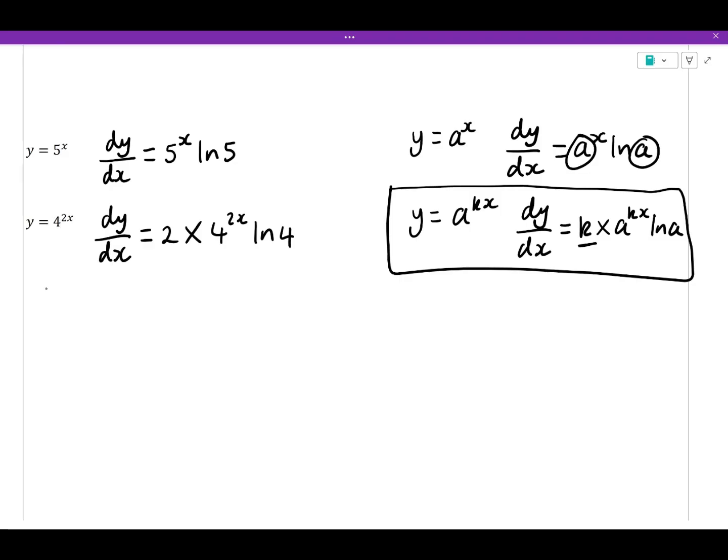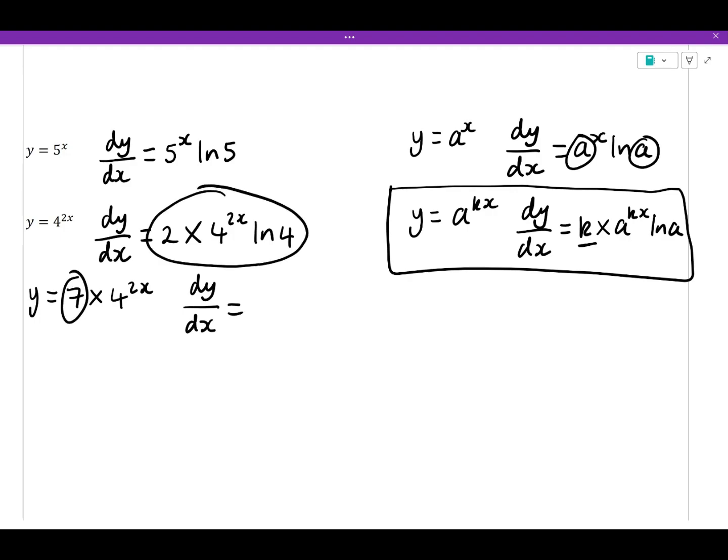So let's say we had something slightly more complicated where we had y equals 7 times 4 to the power of 2x instead. So we've got this exponential up here, but we've now multiplied by 7. So 7 is a numerical value. It doesn't involve x. This doesn't make the differentiation any more difficult. Our dy by dx is just going to be the same as what we've got here, but we're going to multiply by 7. So when I multiply by 7, this 2 is going to become a 14. So we get 14 times 4 to the power of 2x ln 4, like that.